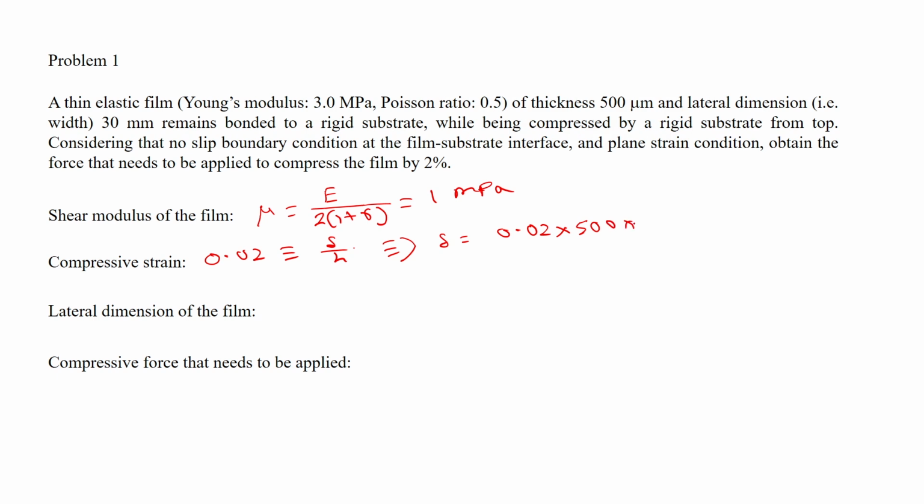Let me use SI units, so it is meters here. 500 into 10 to the power minus 6 meter, times 0.02 gives 10 to the power minus 6 meter times 10. So, delta is 10 micron, that is 2% of 500. Yes, I think that is fine, 10 micron.